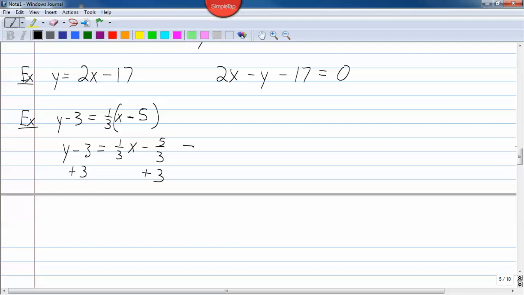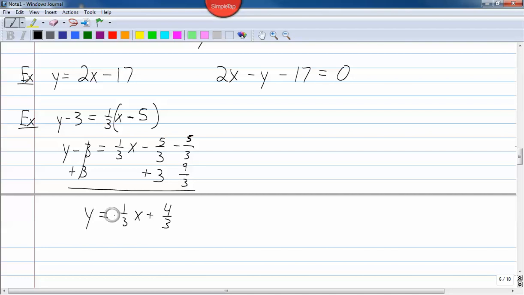So let's make sure they're both in thirds. How many thirds is 3? 9, right? 3 times 3 is 9. So to put those two together, negative 5/3 and 9/3 would be a positive 4/3.